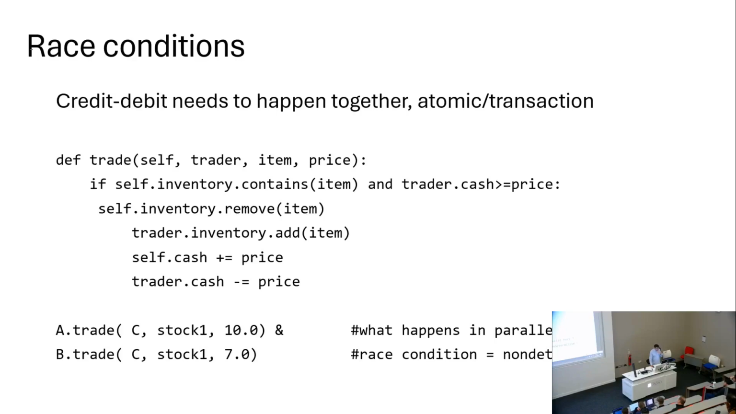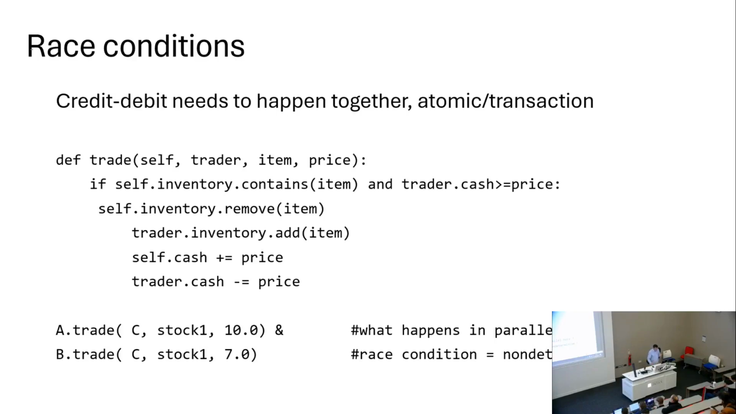So you're going to check your inventory. In this case, we're selling; we've written it from the point of view of selling. We check our inventory: do we have this thing? Does the trader have the cash? If so, we're going to remove the item from our inventory and add it to the other player's inventory. Then we're going to add the price to our cash, and subtract the price from their cash. That seems very straightforward. That's the basic rule of this trade.